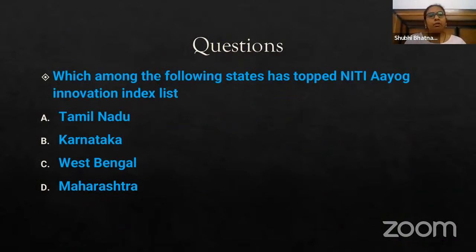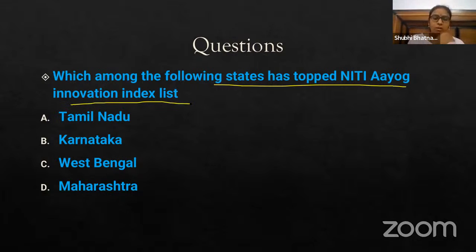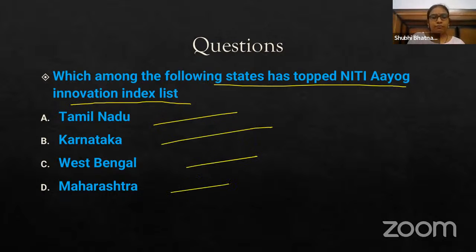Okay, now we have a very important question which is also related to the daily current affairs. Let's try to read and understand and try to get the answer for this question. Which among the following states has topped the Niti Aayog Innovation Index list? Options are Tamil Nadu, Karnataka, West Bengal, Maharashtra. So इन चार में से कौन सा स्टेट है जिसने टॉप किया है नीति आयोग की इनोवेशन इंडेक्स? I think you must be able to. It is actually Karnataka.